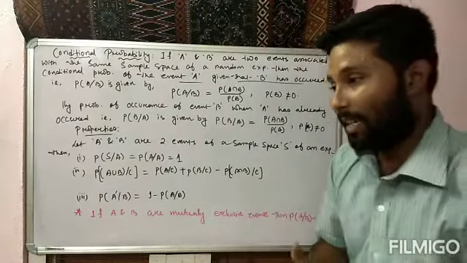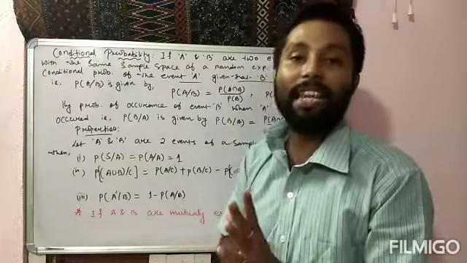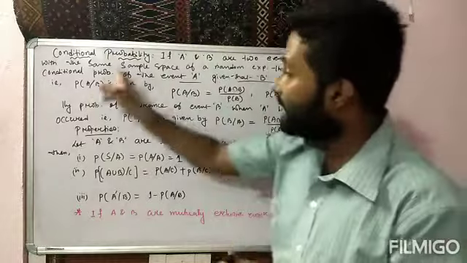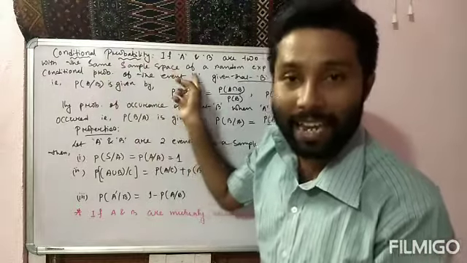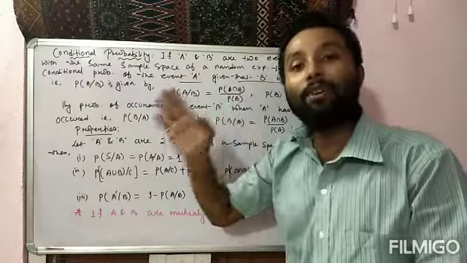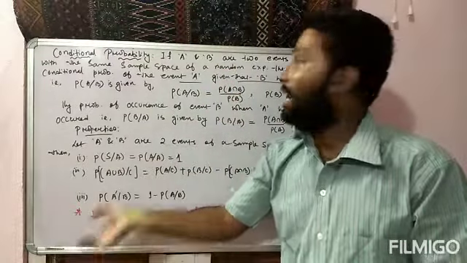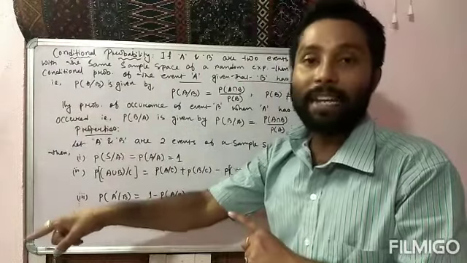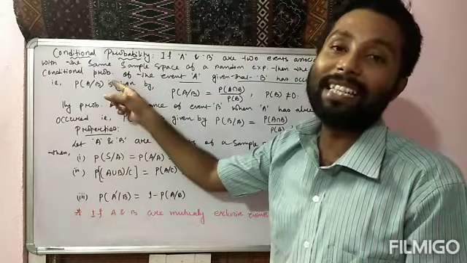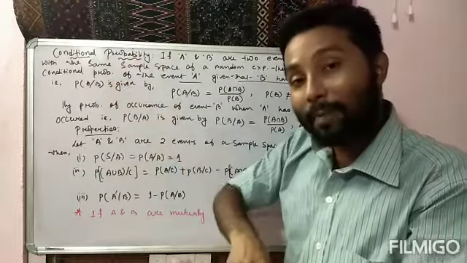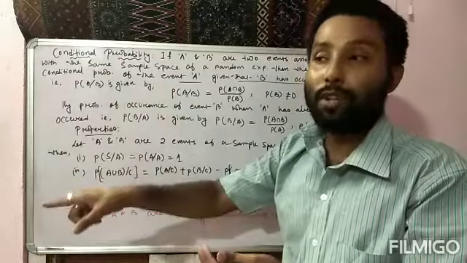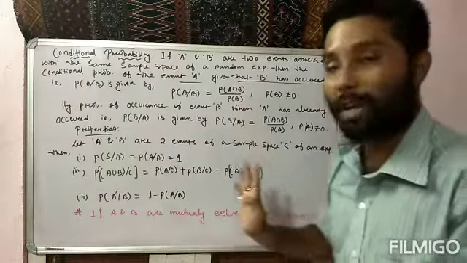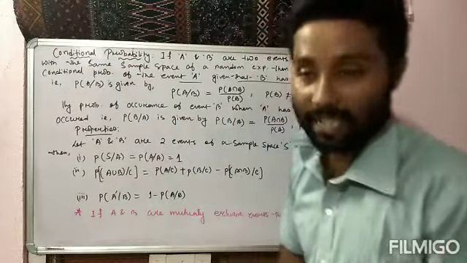What is the definition? If A and B are two events associated with the same sample space of a random experiment, then the conditional probability of the event A given that B has already occurred, that means B works first, and then looking at B, A works, is denoted by P of A slash B. When A works first and B starts after seeing A, it is denoted by P of B slash A, and this is the expansion formula. Okay, so there are some properties of conditional probability.